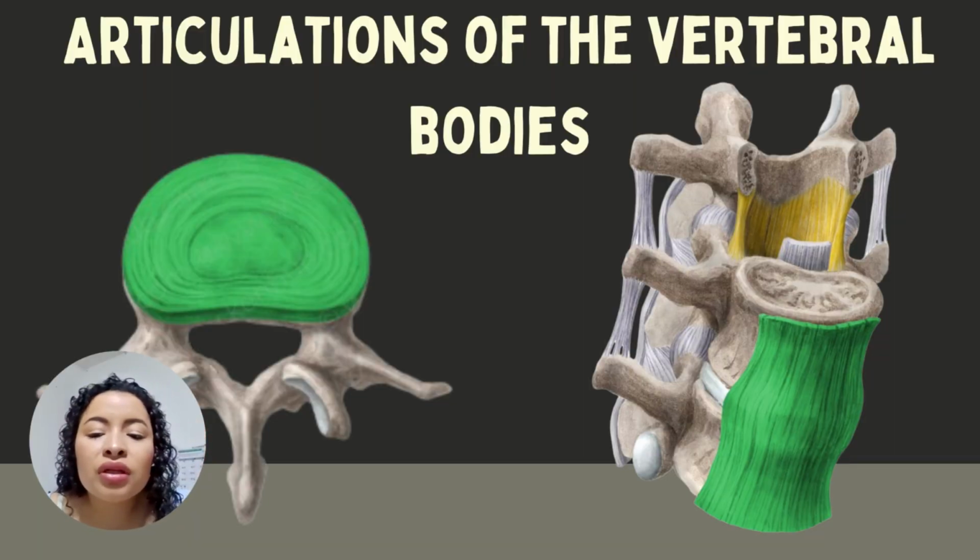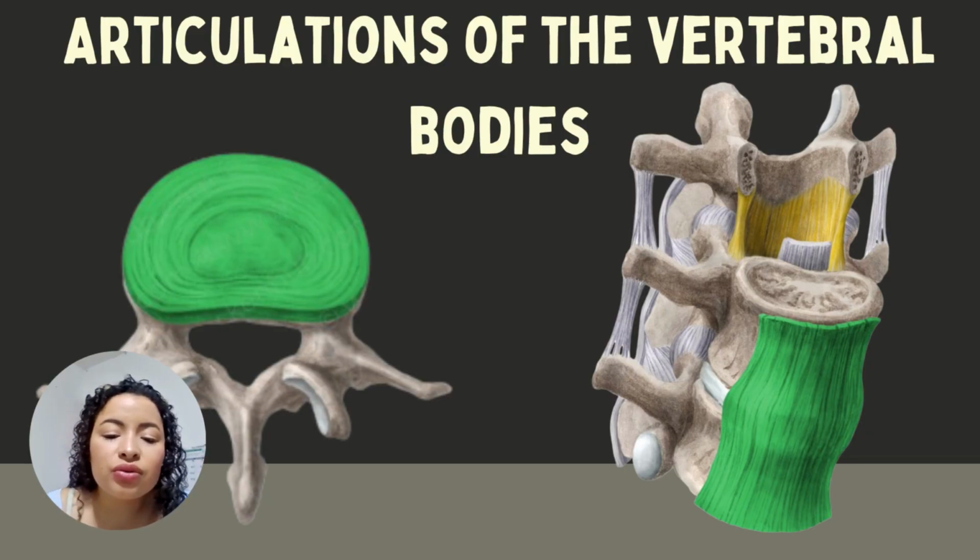The posterior longitudinal ligament runs along the inside of the vertebral canal next to the posterior surface of the vertebral bodies from C2 to the sacrum. Its main function is to prevent posterior herniation of the intervertebral discs.